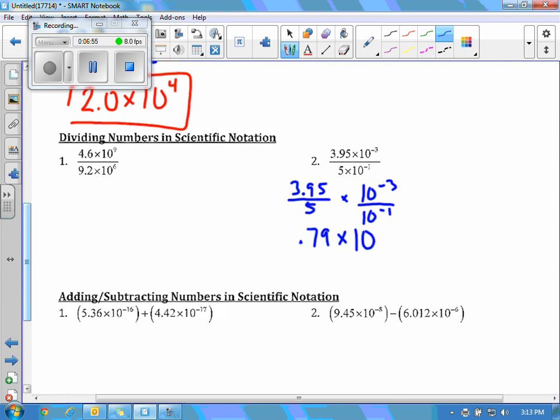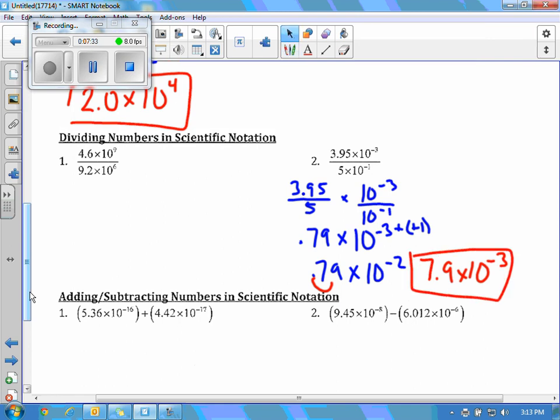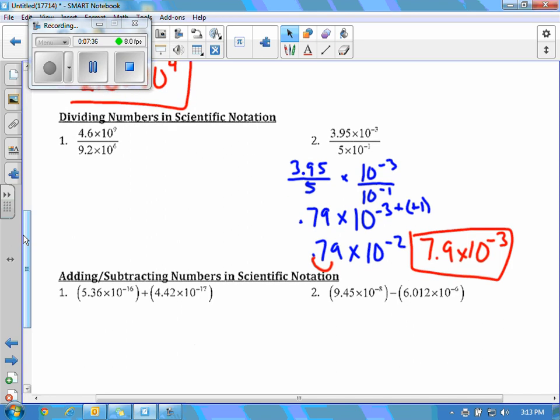And then I'll do 10 to the negative third minus negative 1. That's just a rule from earlier in the unit. When I divide numbers that have exponents, I actually subtract the exponents. So I'll get 0.79 times 10 to the negative second, because minus negative 1 becomes plus positive 1. I need to switch this into scientific notation, so the decimal needs to move from here to in between those two. So I'll have 7.9 times 10. And then since I'm moving to the right, my exponent goes down, so it'll go down to negative 3. So now it'll be my final. Alright, you guys go ahead and do number 1 in that section.